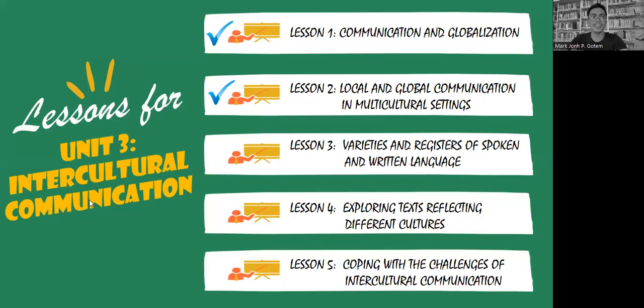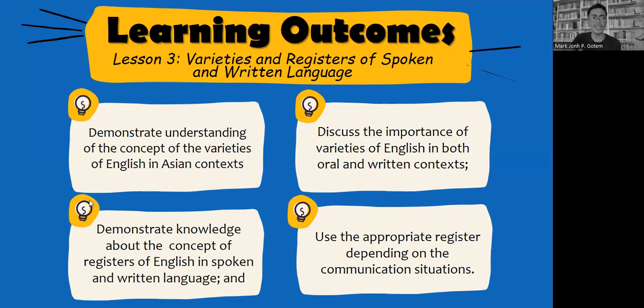Lesson 3. So we are done with our lesson 1, which is all about communication and globalization, and lesson 2, the local and global communication in multicultural settings. And now our topic is lesson 3, varieties and registers of spoken and written language. Let's start with our learning outcomes in lesson 3.